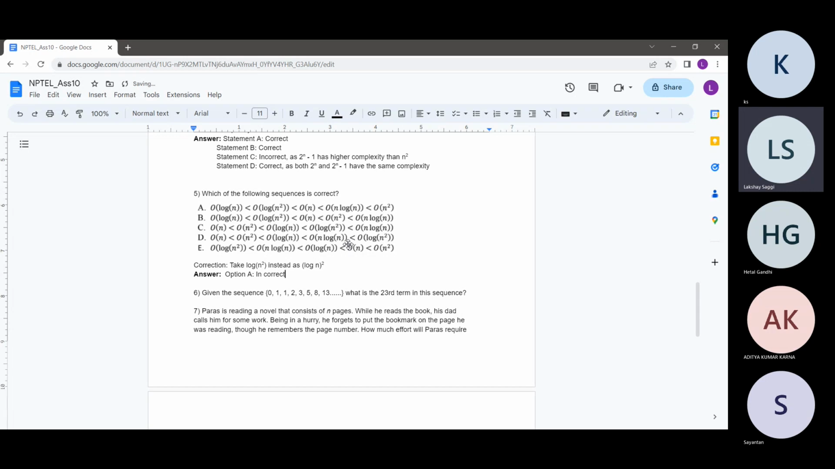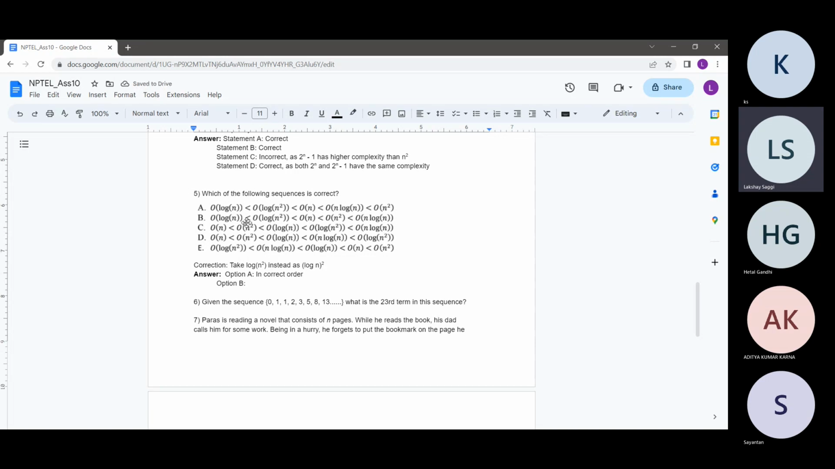So incorrect order. I hope it's clear that this should instead be treated as log of n whole squared, and only then we will have this less than sign. So option A is correct. Let's just see what the mistakes in the other options are, whether more options are correct or not.